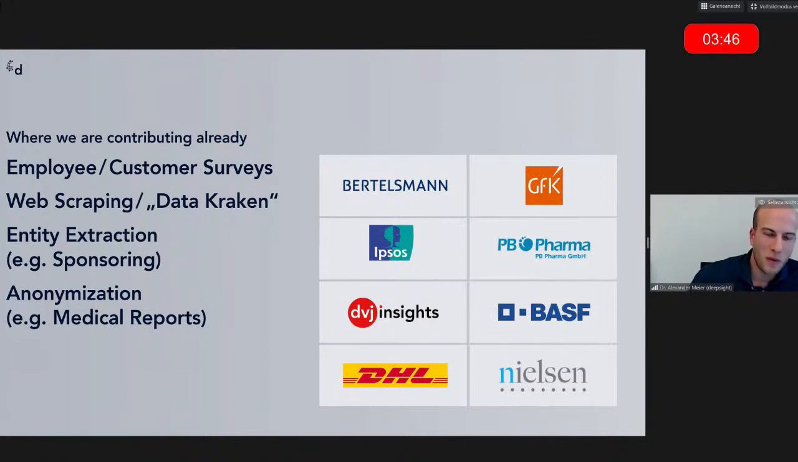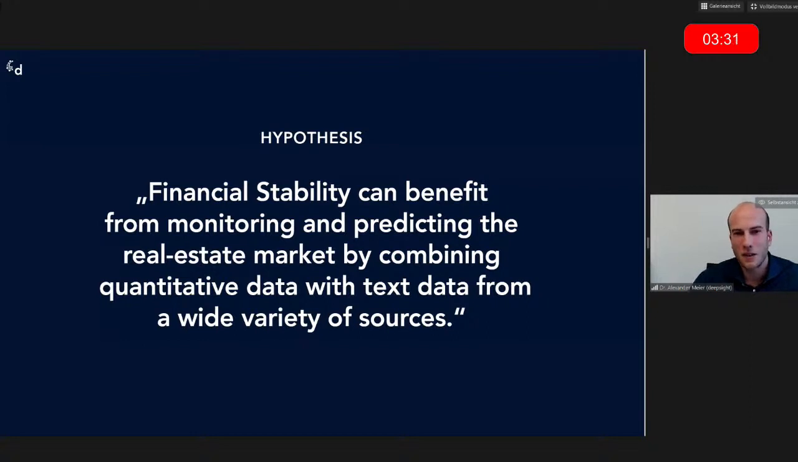And we want to propose, well, not a research project per se, but kind of a proof of concept in the financial stability challenge. And as is common for research, we would start with hypotheses. So we claim that financial stability can benefit from monitoring and predicting the real estate market. And for that, we can combine quantitative data with qualitative text data from a wide variety of sources. And with us, you're able to access really interesting text data and their insights.